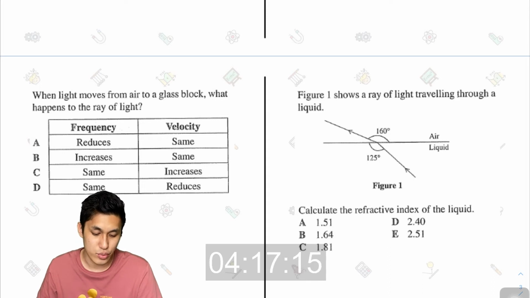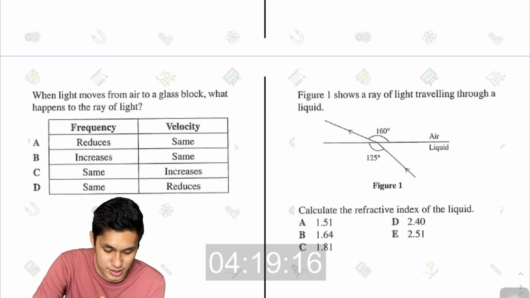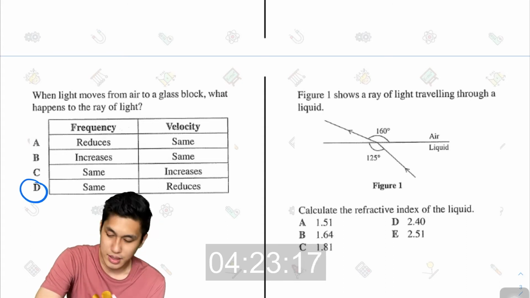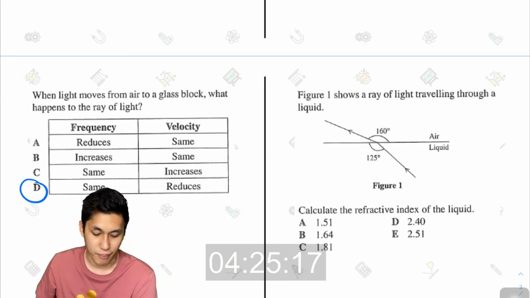Okay, the frequency will remain the same. So velocity reduced, frequency remains the same. The answer here would be D.